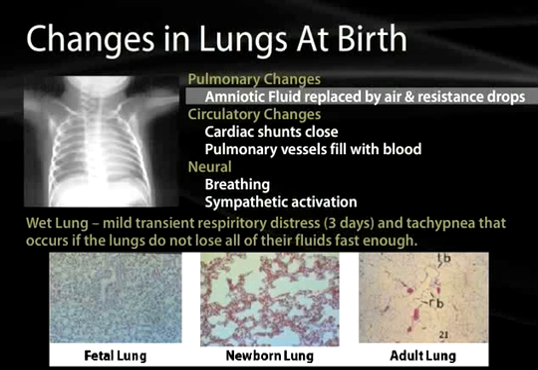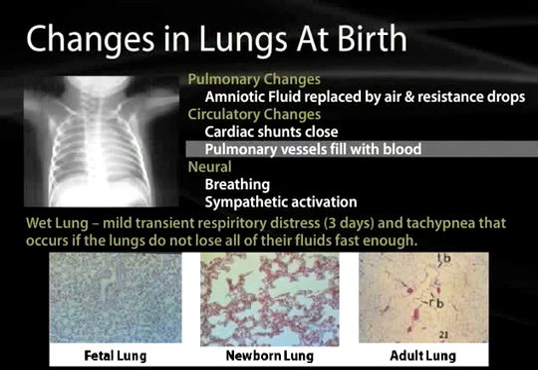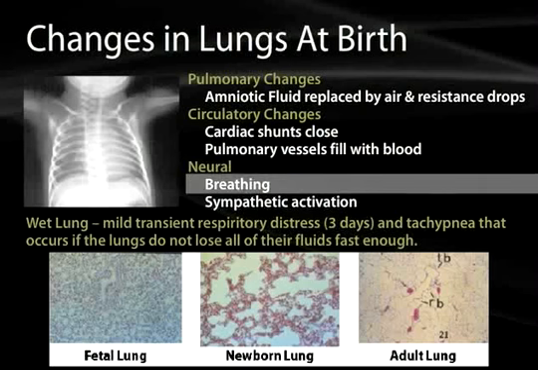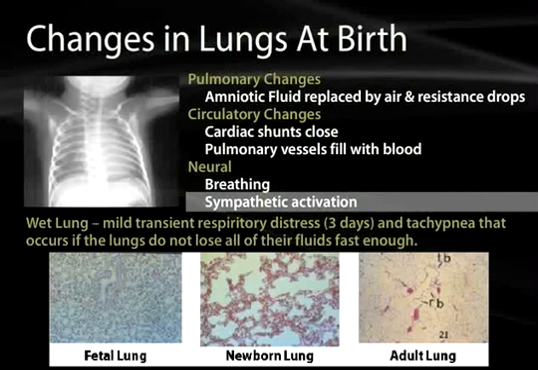Here you can see a couple examples of some of the pulmonary changes that will occur. So you're going to move from amniotic fluid that's going to be replaced by air, which is going to change the resistance in the lungs. Pushing against fluid is much harder than pushing against air, and this is going to change the pressures in the cardiac system as well. The cardiac shunts are going to start to close, and then the pulmonary vessels will start to fill with blood because the amniotic oxygenation pathway is going to be closed down. As far as neural control, the breathing is going to be taken over by the brainstem, and then it's going to have sympathetic activation.